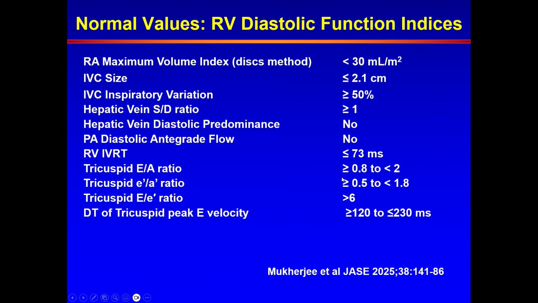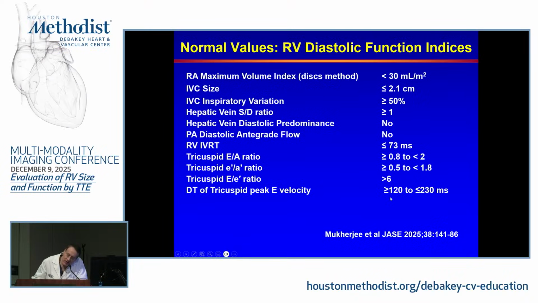If you have less than 0.8 or more than 2, that's abnormal. E to E prime ratio more than 6, abnormal. Deceleration time less than 120 or longer than 230 is abnormal. Granted, these vary by heart rate, age, and sex.